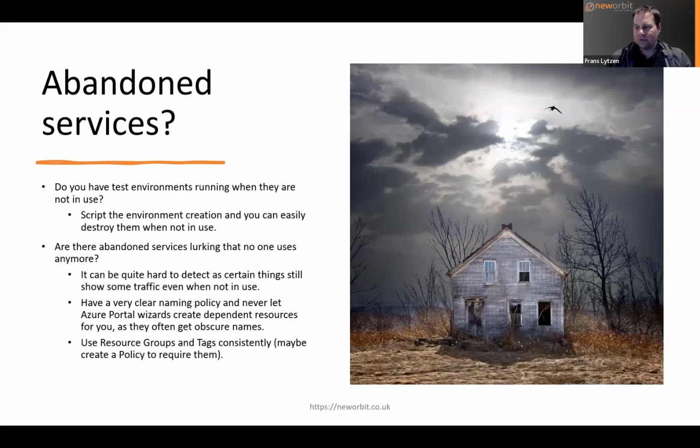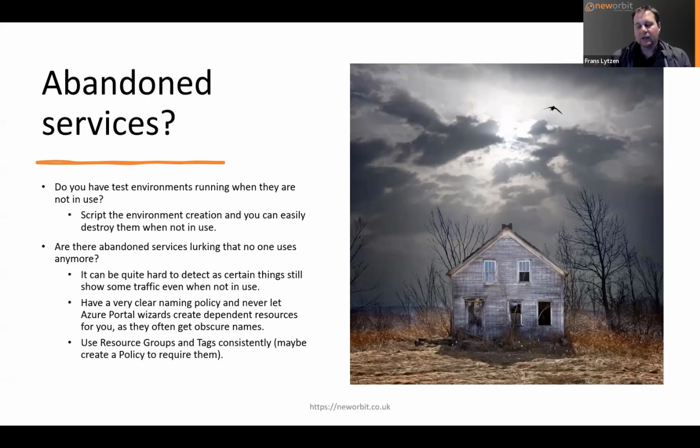So it's really hard sometimes to figure out. So the best thing we've come up with really is to have very clear naming policies. If you go and Google it, there are some really good recommendations out there for a naming policy, which makes it a lot easier to understand where things belong. As a rule, I never let a portal wizard create anything for me, and no dependent resources.